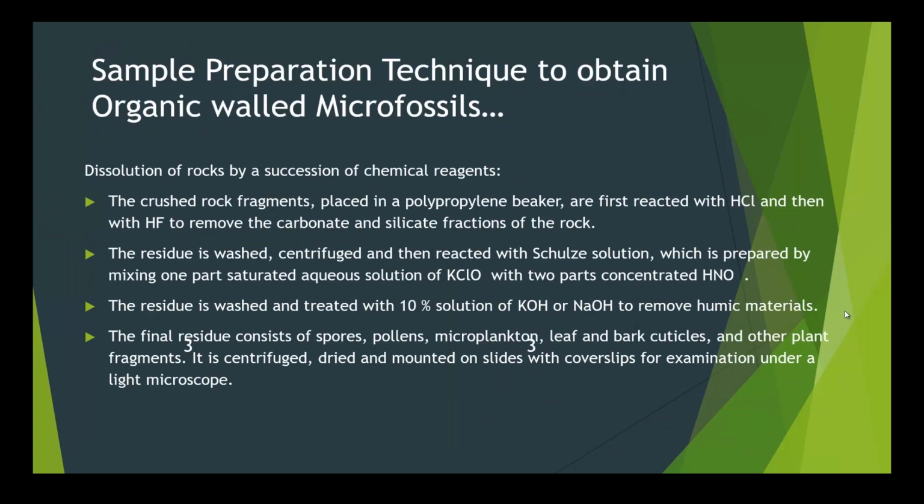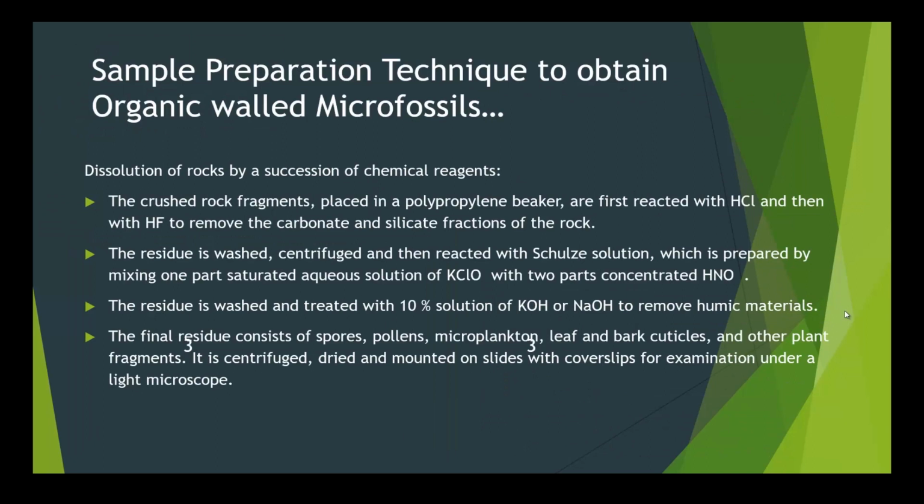The residue is washed, centrifuged, and then reacted with Schulze solution, which is prepared by mixing 1 part saturated aqueous solution of KClO3 with 2 parts concentrated HNO3. The residue is washed and treated with 10% solution of KOH or NaOH to remove humic materials.